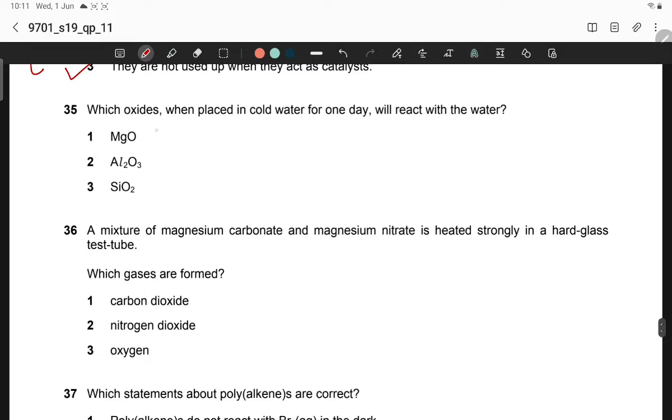Question number 35. Which oxides, when placed in cold water for 1 day, will react with water? Magnesium oxide is almost insoluble, but when placed in cold water for 1 day it will react with water.